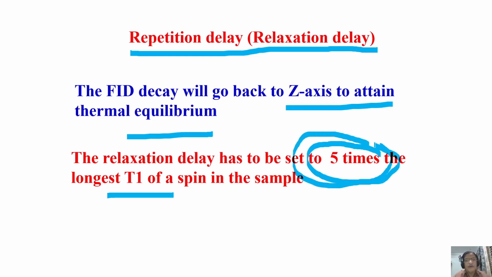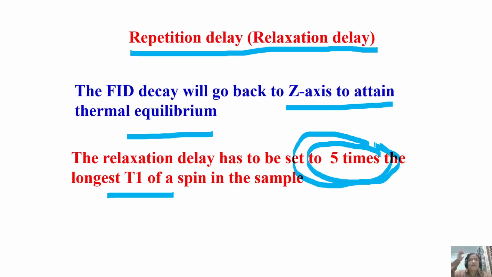If there are so many protons, each will have a different T1. You have to find out the longest T1, give 5 times that value, then you will get all peaks of nearly equal intensity and get maximum signal. Otherwise, you will be acquiring only noise.